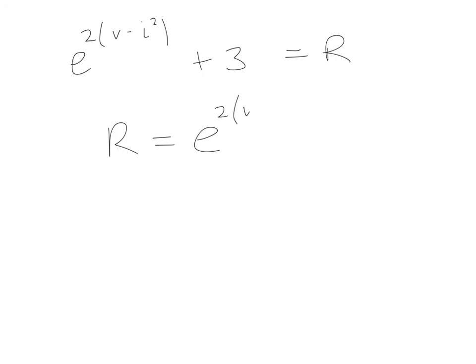So we'll have e to the power 2 times v minus I squared, plus 3, equal to r. And you can swap the sides if you want. I haven't made any changes to the order of anything else, no signs have changed. All I've done is swap the sides around, and there's your answer.